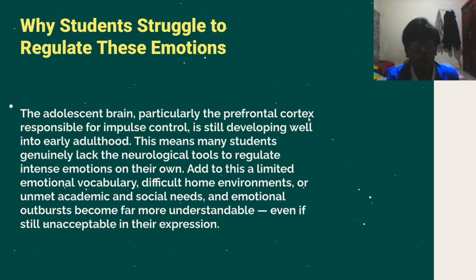Why students struggle to regulate this emotion? The adolescent's brain, particularly the prefrontal cortex responsible for impulse control, is still developing well into early adulthood. This means many students genuinely lack the neurological tools to regulate intense emotion on their own. Add to this a limited emotional vocabulary, difficult home environments, or unmet academic and social needs, and emotional outbursts become far more understandable, even if still unacceptable in their expression.